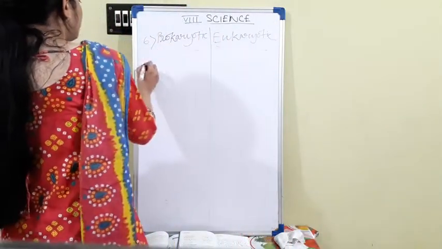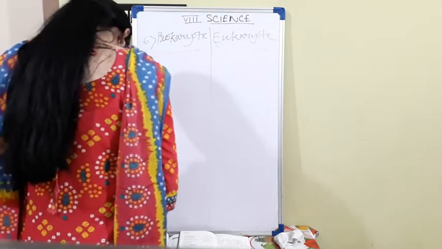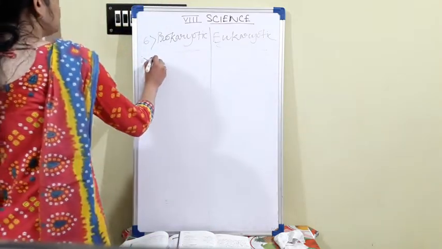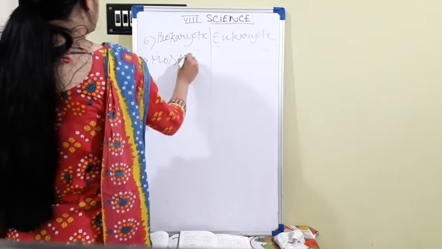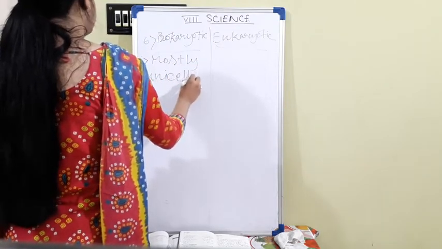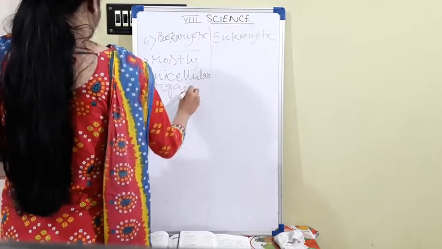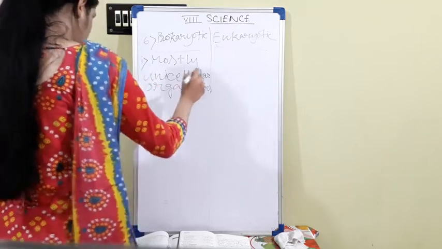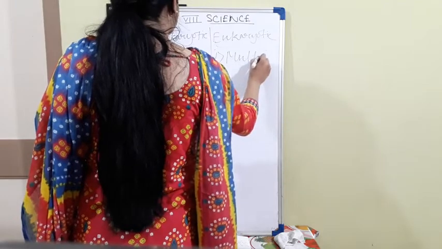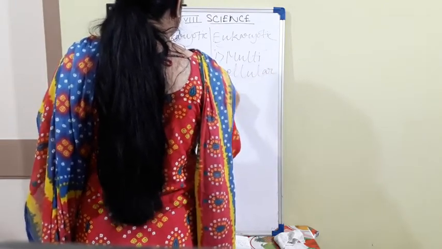Prokaryotes are mostly found in unicellular organisms. Okay. Prokaryotic cell. Mostly unicellular organisms are prokaryotes. Eukaryotes are advanced, so they are multicellular organisms.